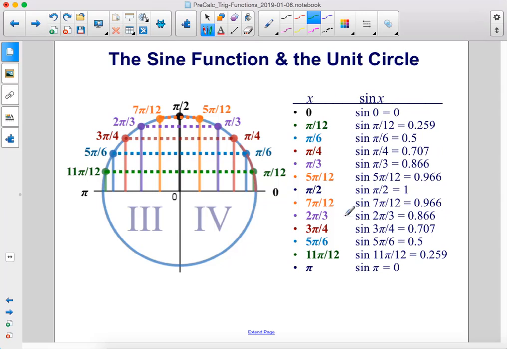Here are all of the values of these sines. So sine of pi over 12 is 0.259, which is the same value as sine of 11 pi over 12. So these are the same. And you can see that pi over 6 has a sine value of 0.5, and so does 5 pi over 6. So they have the same sine values. So as you move up the circle, you will see that the sine values increase and then decrease like so.